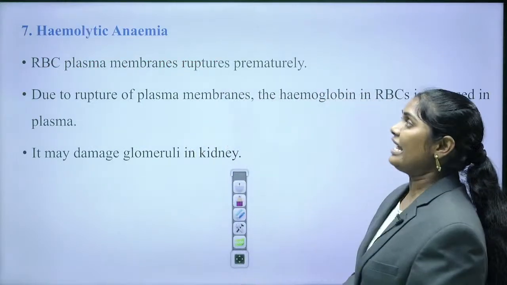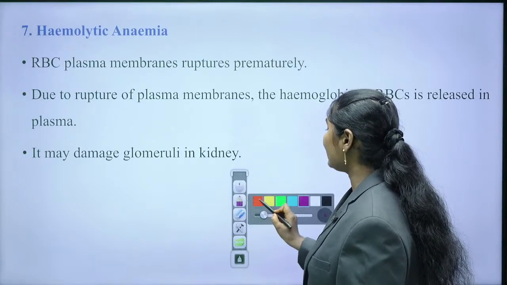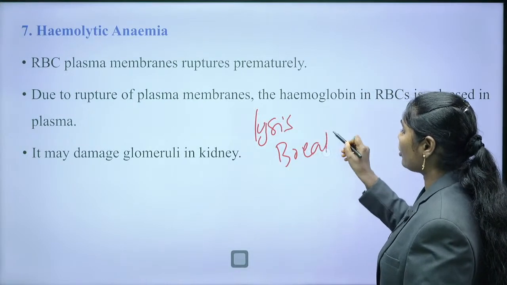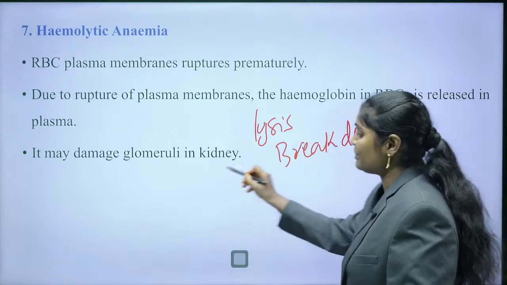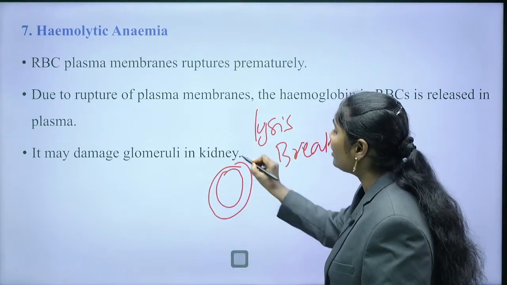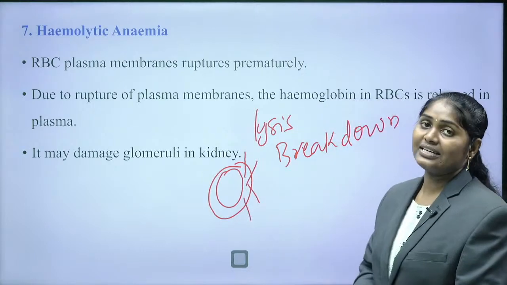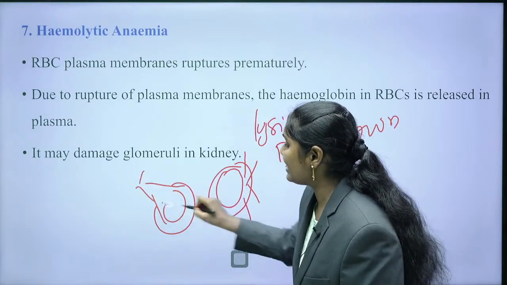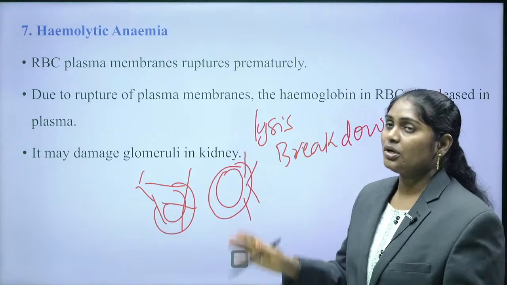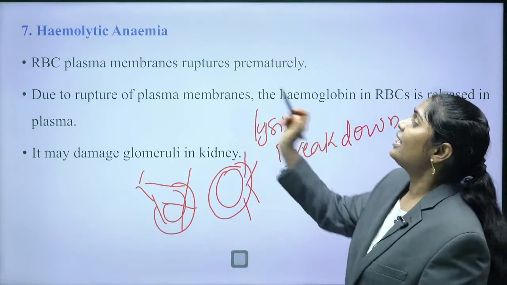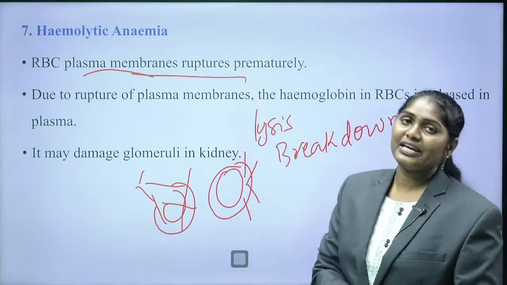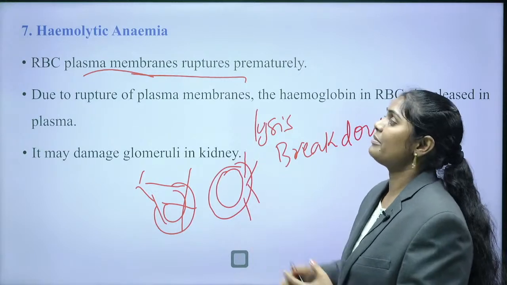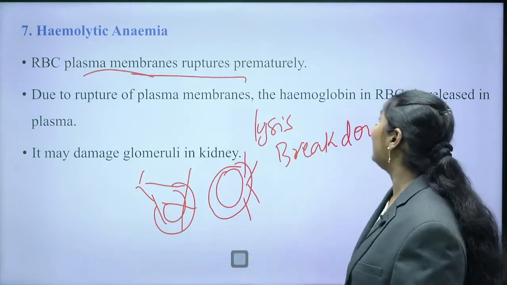So hemolytic anemia. Lytic, or lysis, means breakdown. Here the RBC is broken down. Not the complete RBC is broken; only the plasma membrane of that RBC is broken, such that the contents of the RBC go out and the cells will be destroyed. So hemolytic anemia means the plasma membrane is ruptured, especially of RBC cells, and due to that the cells will be destroyed.